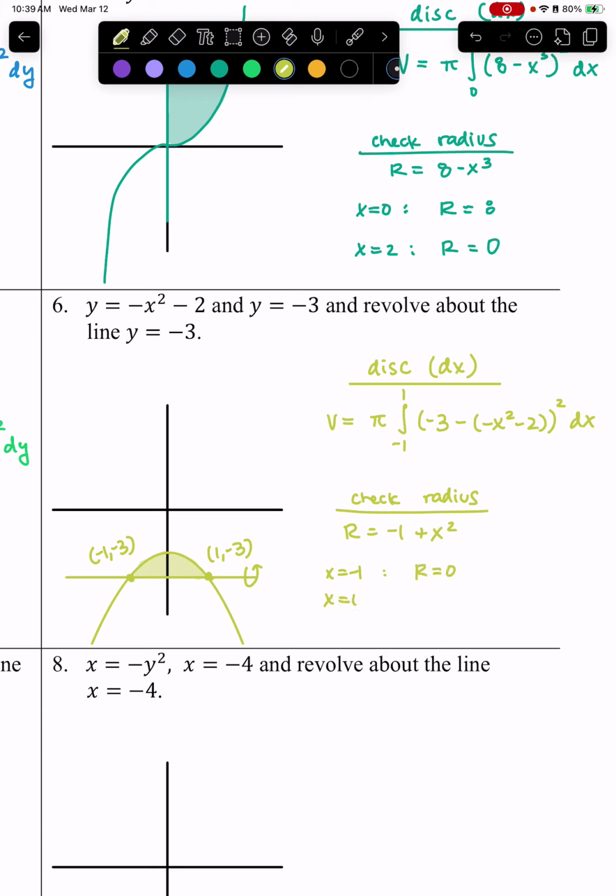When we go to x equals 0, our radius should be 1. And yeah, we get negative 1, but again, that's okay because we're squaring our radius in the volume. And then when x is equal to 1, we also get a radius of 0, which checks out. Those are the 3 different radius values we just checked.